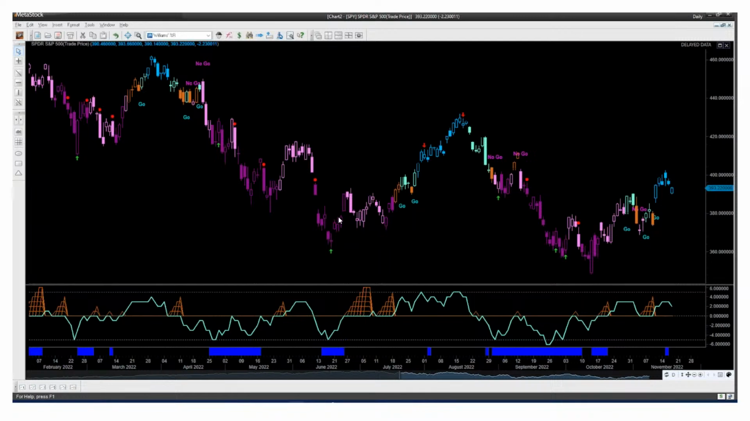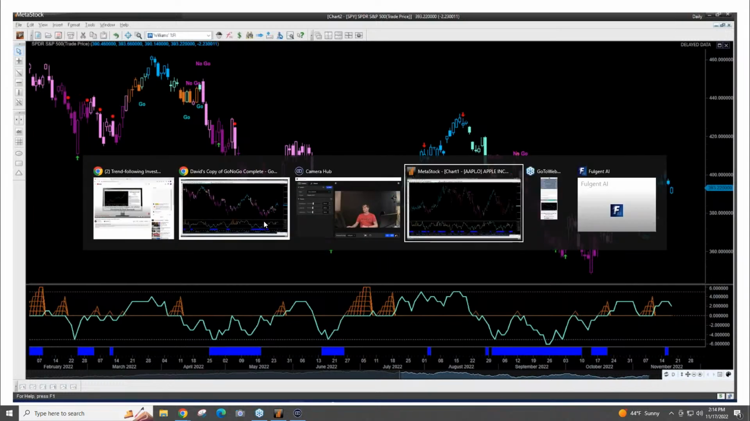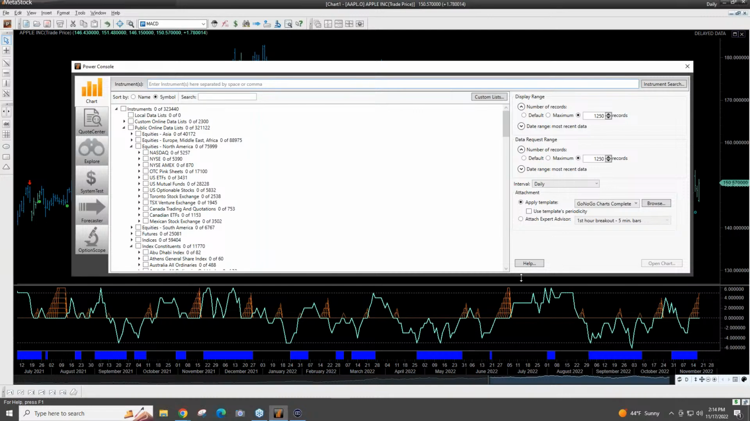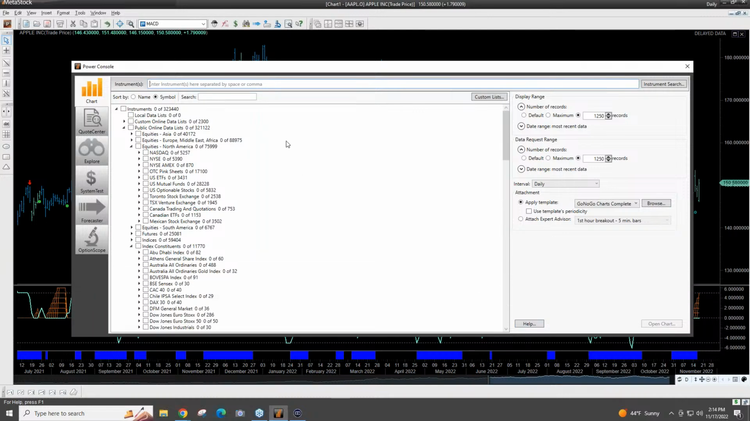Here's a strong go, here's a weak go. And I'm going to go through and explain everything. So let me go ahead and open up MetaStock. One thing I do want to mention is for anybody that's a MetaStock user, it doesn't matter if you have our end of day or our real-time version, you actually get a complimentary light version of GoNoGo. So let's just type in one of the symbols.